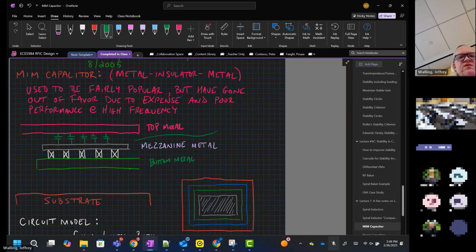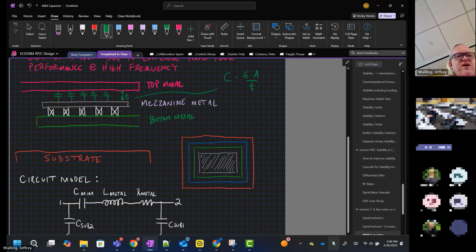Essentially, because C is equal to the permittivity times the area divided by T, they increase the capacitor density by decreasing T, where this distance is T. All right, so that's the cross section. If we look at it from above, we see something like that.